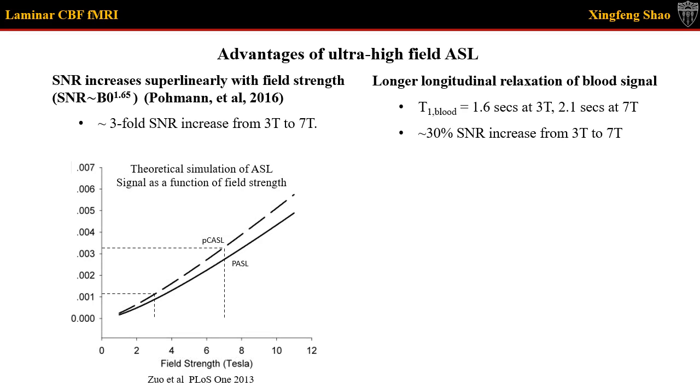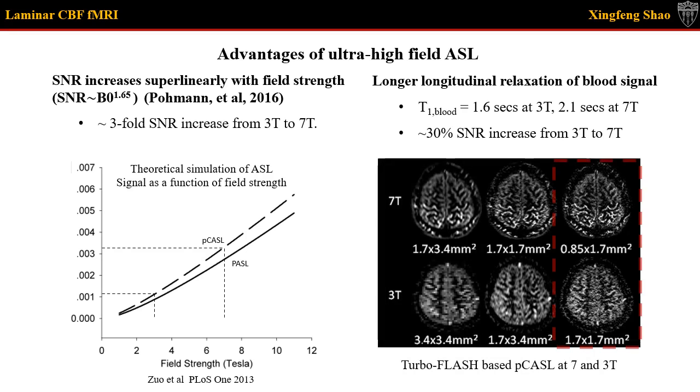Here is a theoretical simulation of the ASL signal as a function of field strength. As you can see, there's a significant increase of the perfusion signal when moving from 3 Tesla to 7 Tesla. And here is another previous study from our group showing the perfusion images at different field strengths at ultra-high field. You can see not only can you get a higher in-plane spatial resolution, but also better image contrast and signal-to-noise ratio.